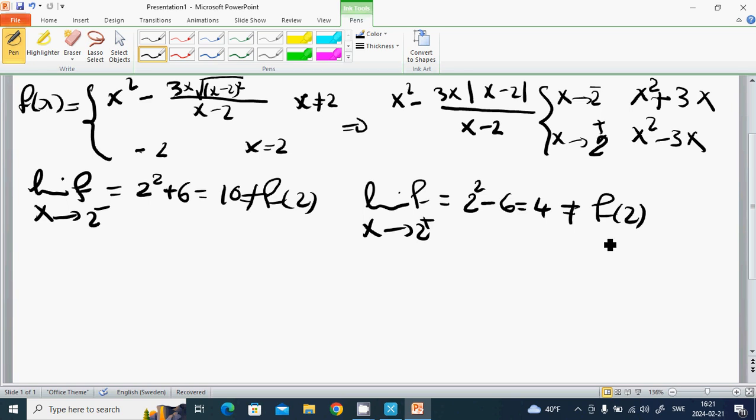It's minus 2, no, forgive me. It is 4 minus 6, which is minus 2. It's minus 2, which is f of 2. Then this function is right continuous, not left continuous. And the function is not continuous.